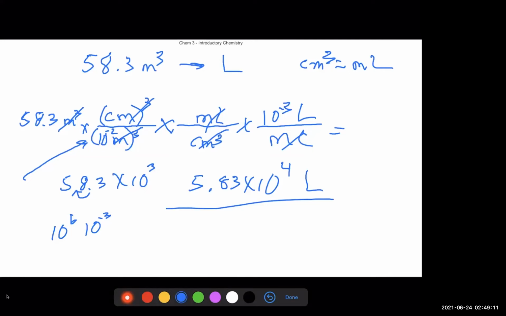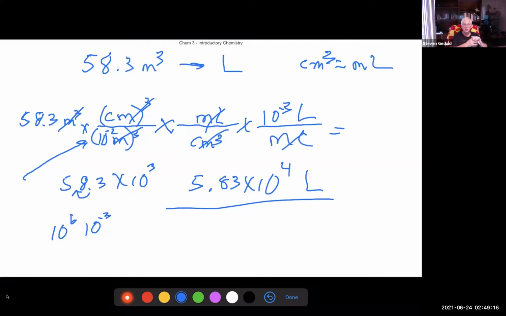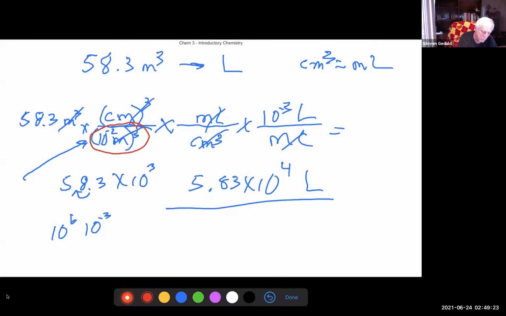Where did you get 10 to the 6? How do I get 10 to the 6? Right here, 10 to the negative 2 raised to the third power, cubed. When you multiply numbers with exponents, you add. When you raise exponents to another power, you multiply. Make sense? Yeah, that's the only thing I was confused about. Right, that's what most students get confused on right there.